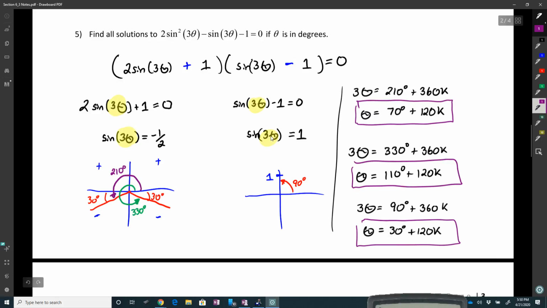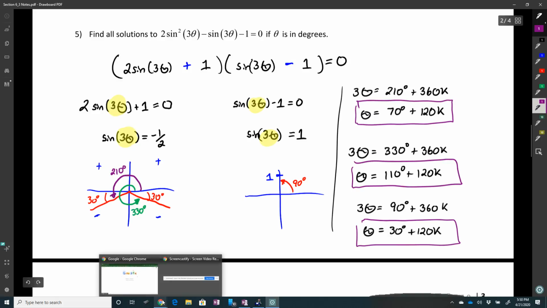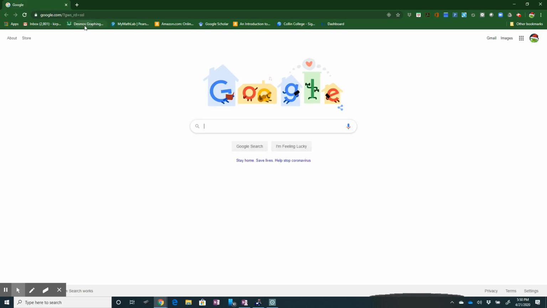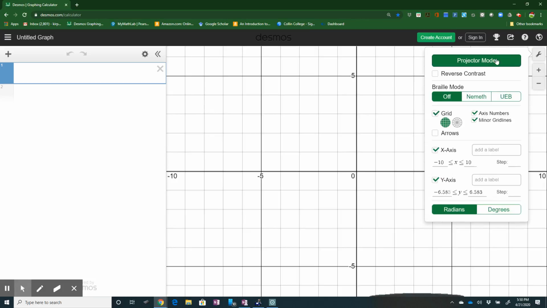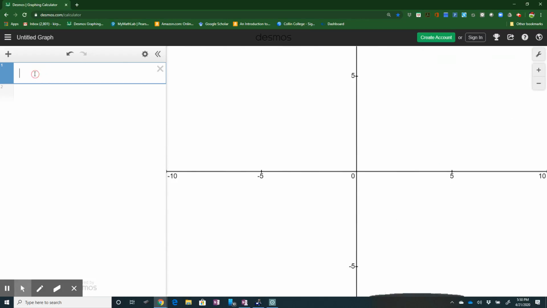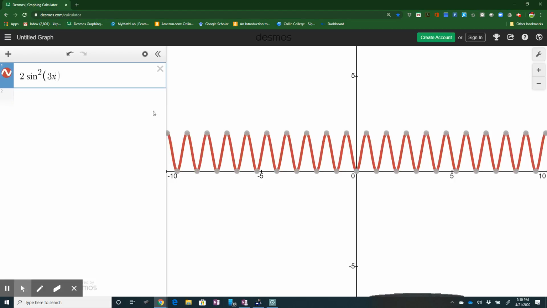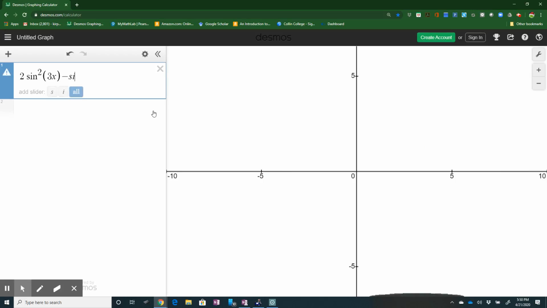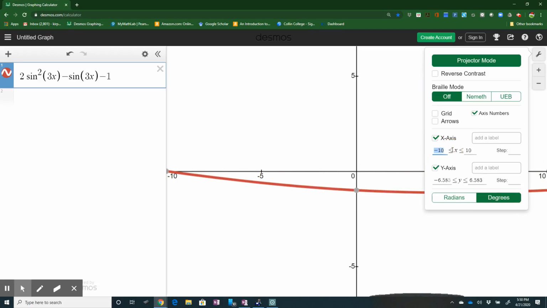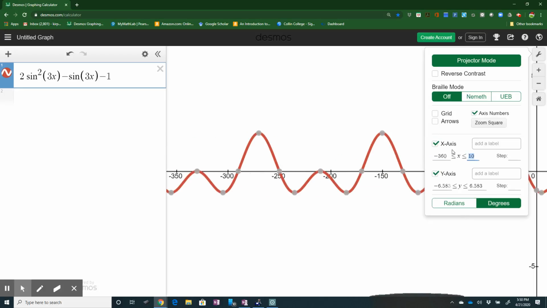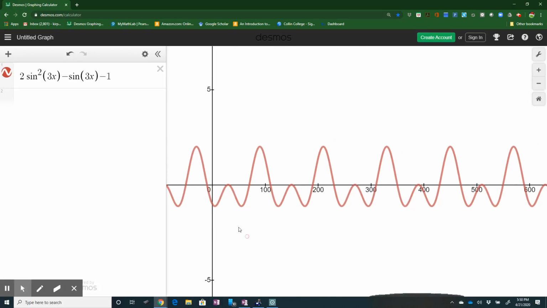All right. I wanted to show you on Desmos how this one works. So I have 2 sine squared of 3x minus sine of 3x minus 1. And I'm looking at degrees, so I need to go between radians and degrees. All right. And so look at our angles.